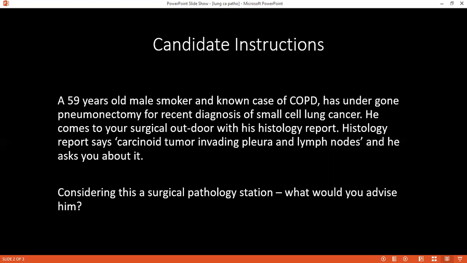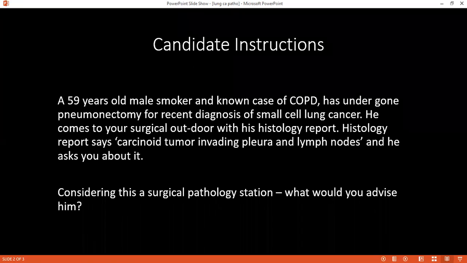Right, so if you have read and understood the surgical pathology, kindly tell me, once you come across this patient who has a histology report saying carcinoid tumor invading pleura and lymph nodes, what would your answer be to the patient? My counseling to the patient will be that the involvement of the pleura and the lymph nodes shows that the tumor has metastasized and may have a worse prognosis compared to these two structures not being involved by the cancer.